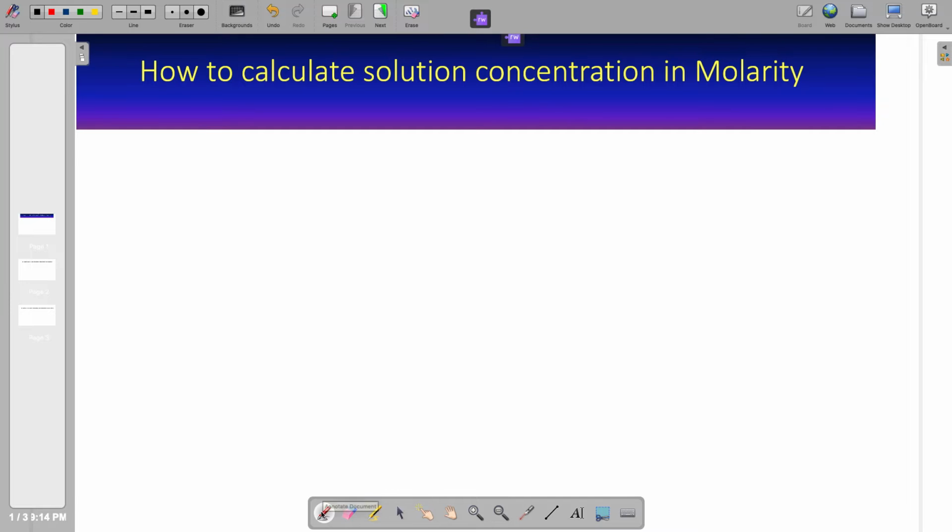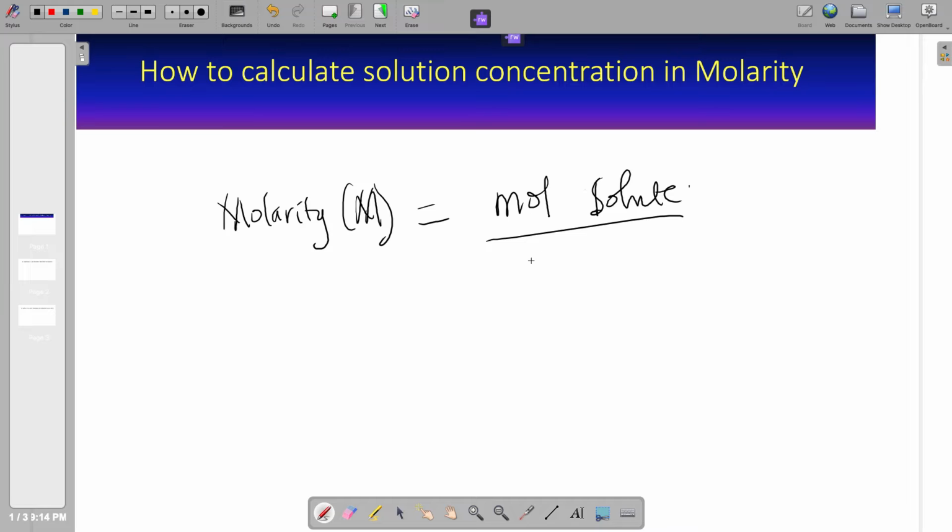Mathematically, we can represent molarity as moles of solute divided by volume of solution in liters. Okay, so molarity with the symbol capital M is equal to moles of solute dissolved in a volume of solution in liters. So we are dividing moles of solute by liters of solution.